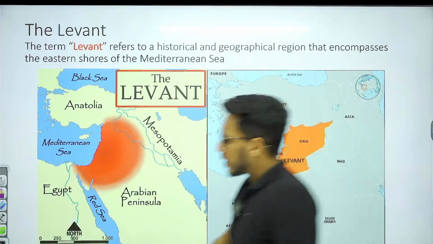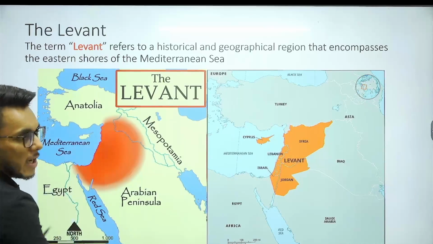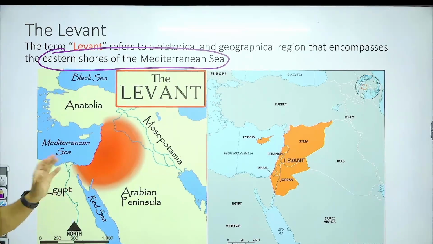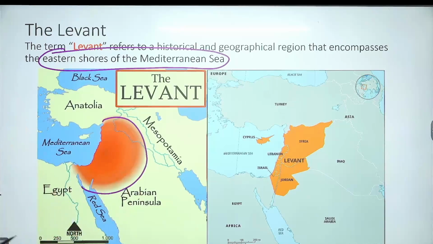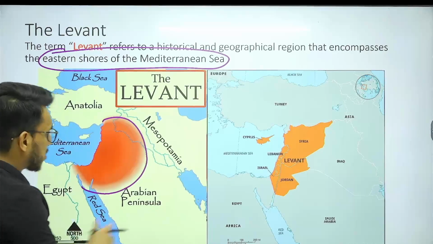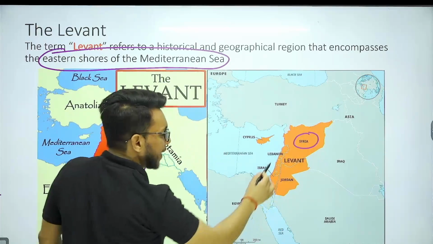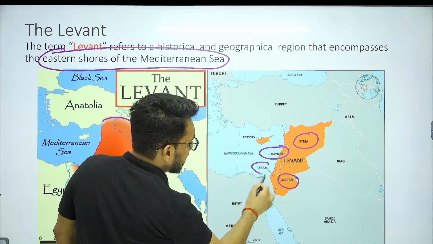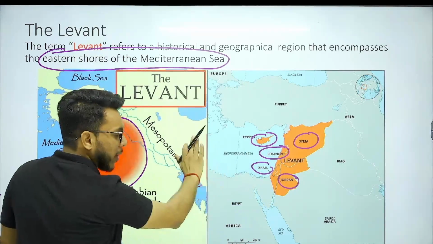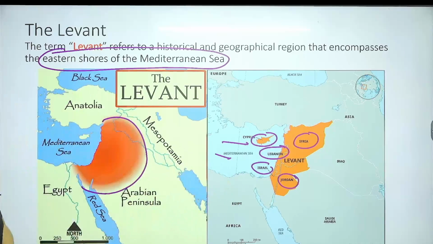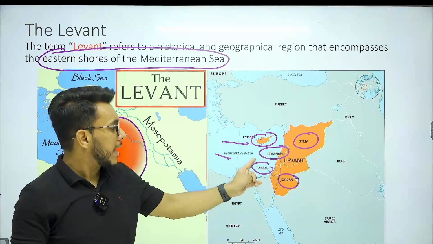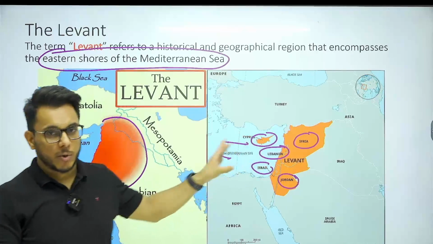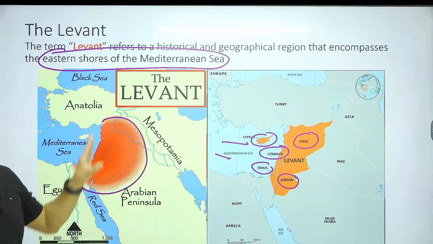Now, what is Levant? Levant refers to a historical geographical region that encompasses the eastern shores of the Mediterranean Sea. And this entire region is the Levant region. Which countries are there in the Levant region? So we have Syria, then Lebanon, then here Jordan, then Israel, and Cyprus is also included because it also lies towards the eastern side of the Mediterranean Sea. So Syria, Lebanon, Israel, Jordan are the mainland parts of the Levant region, and the island of Cyprus is also taken sometimes. So this is the Levant region, the eastern side of the Mediterranean Sea.